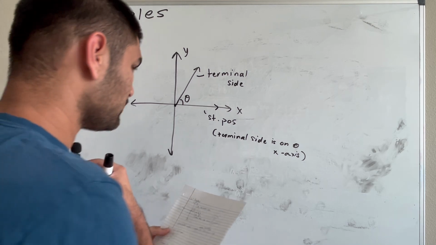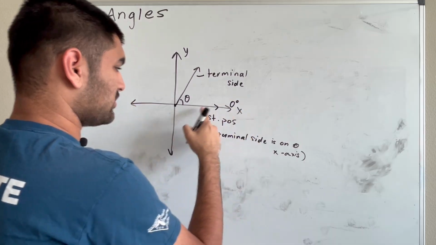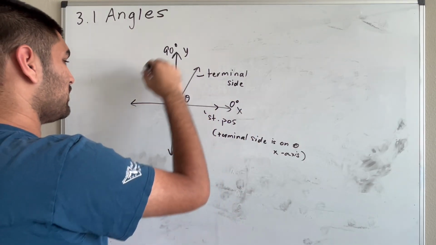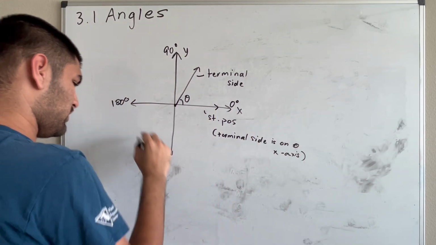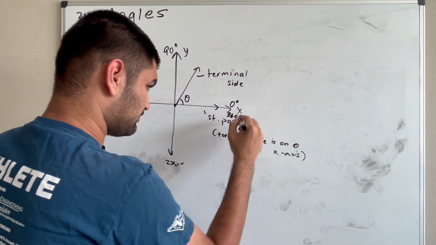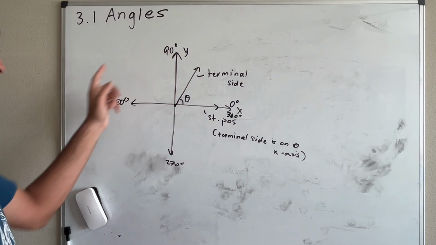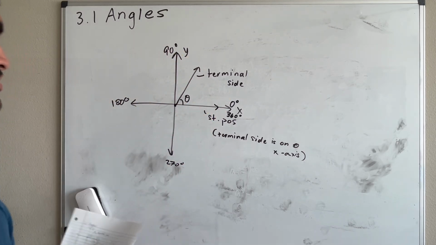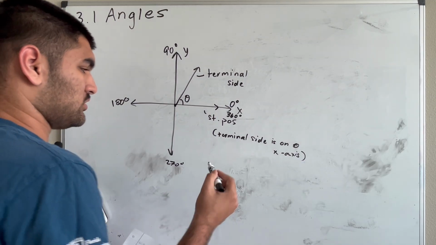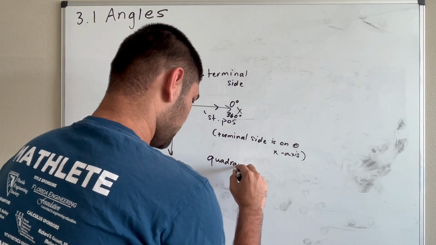Right here, we're starting off at 0 degrees, and then you go to 90 degrees. This is 180 degrees. This is 270 degrees, and then back to 360 degrees. And these angles, 0, 90, 180, 270, 360, are known as quadrantal angles. So, some more vocab.